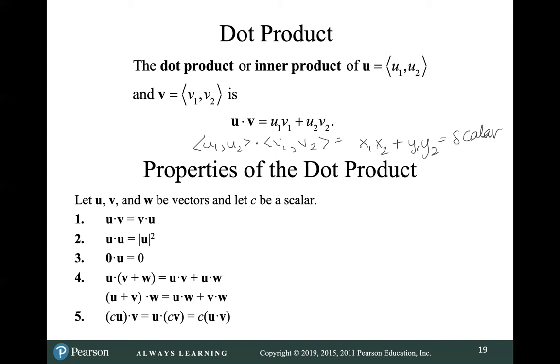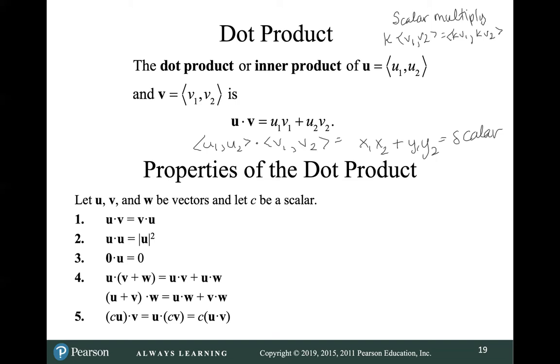Whereas before, with scalar multiplication, we had a number times a vector, and our answer was a vector. So when we used scalar multiplication, we ended up with a vector, and now we have a dot product where we multiply two vectors and we end up with just a number, which is called a scalar.